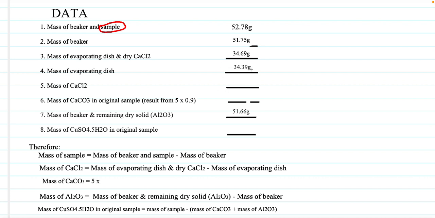I made this very easy for us. All right. Now we've gotten the mass of the beaker and sample to be 52.78. We have the mass of the beaker to be 51.75. All right. So I said therefore here.